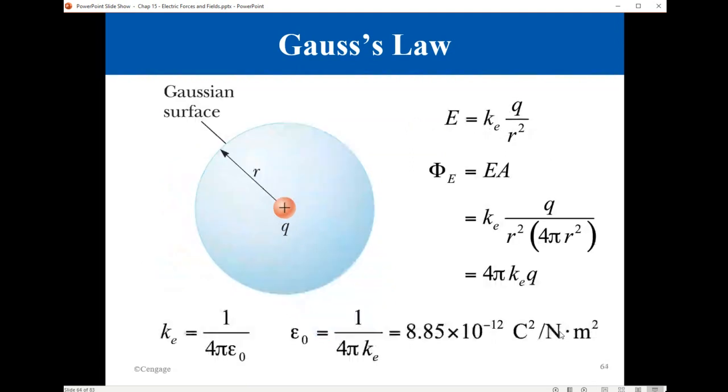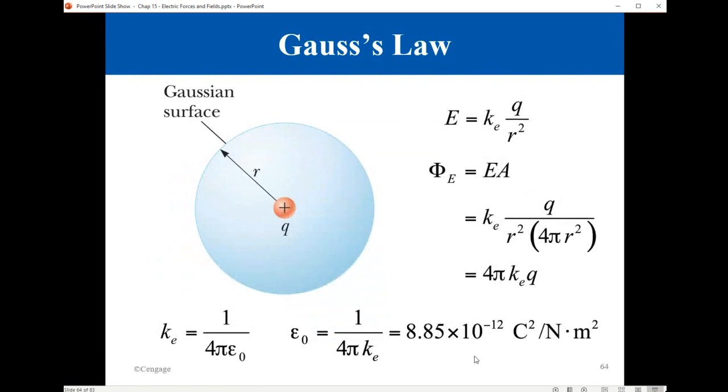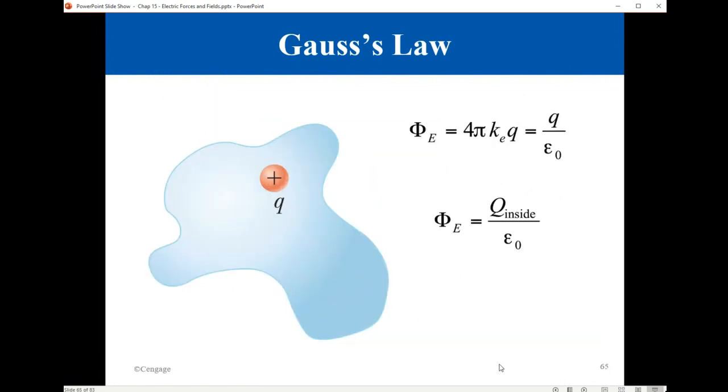So from calculating the electric flux from a closed surface, we can calculate the electric field. In general, the flux from any surface is equal to Q divided by epsilon naught. Q is the charge enclosed in the surface. Epsilon naught is the permittivity of free space.